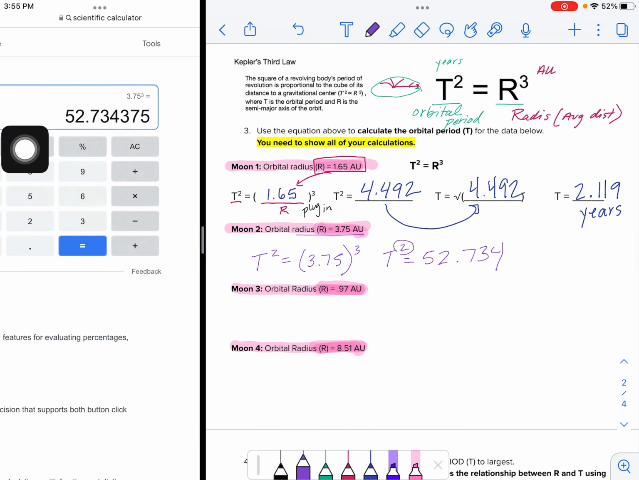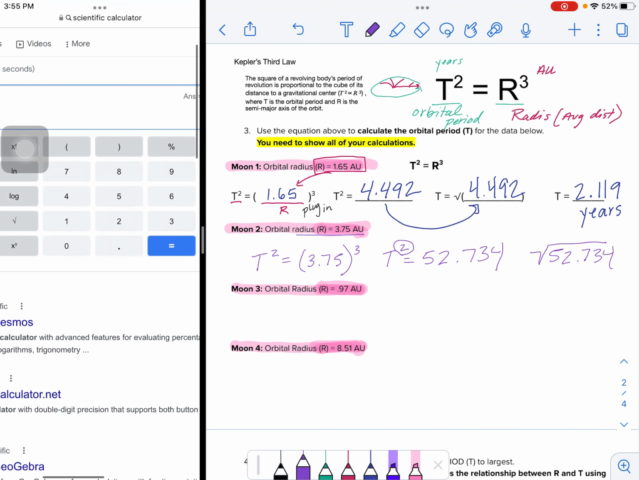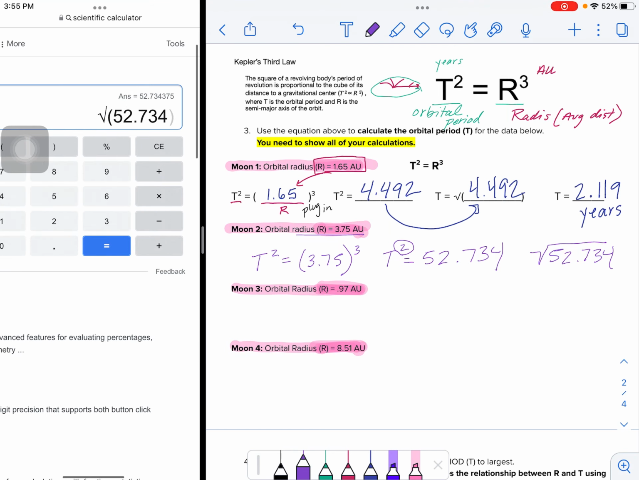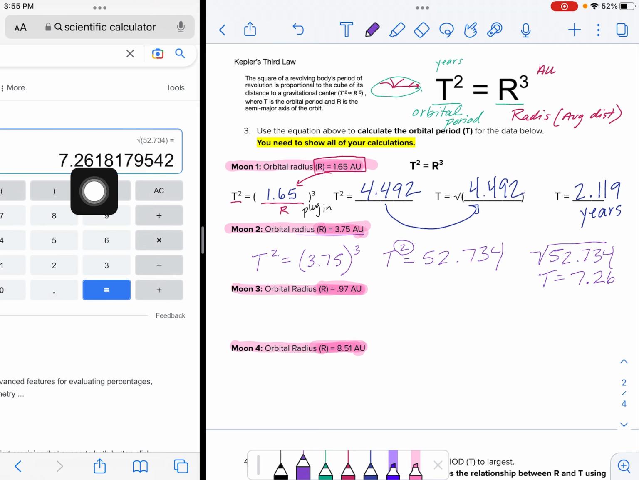To reverse my square, I've got to do square root of that number. So plugging that in, square root, 52.734. Double checking I typed it in, and T equals 7.26. Now I'm looking at my fourth number is an 8, so that will round up to a 2. So I've got 2 answers so far.